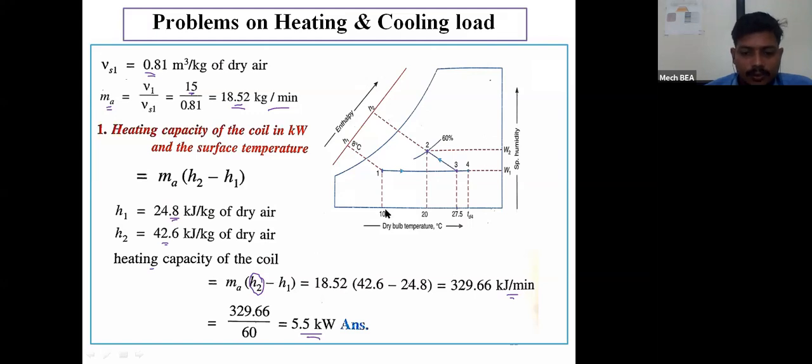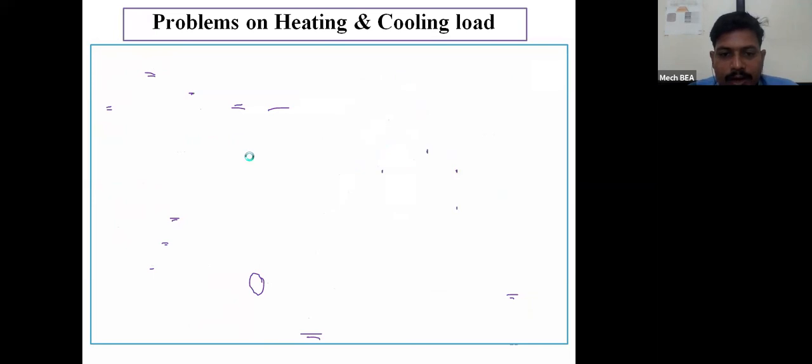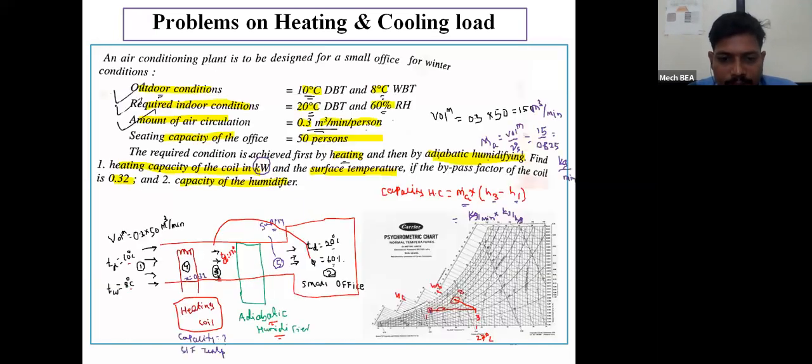Okay, we'll proceed. Now after this, I have to find out the surface temperature of the heating coil. So how should I find out the surface temperature of the heating coil? To calculate it, they have provided us the bypass factor of the heating coil. So we know the bypass factor of the heating coil. What is its value? 0.32 is the value of the bypass factor of the heating coil.